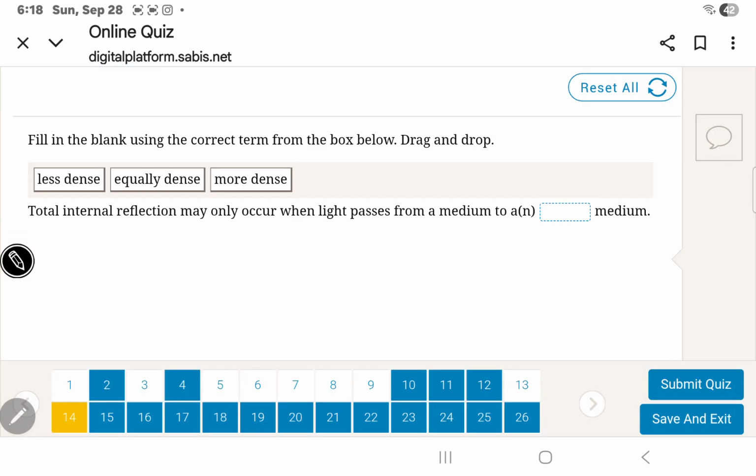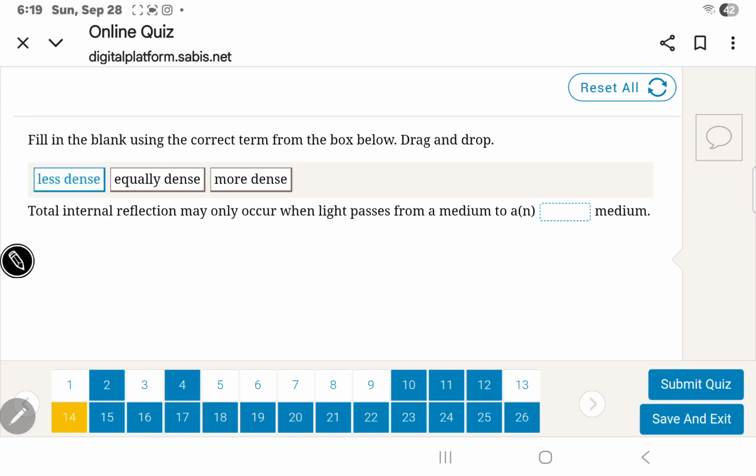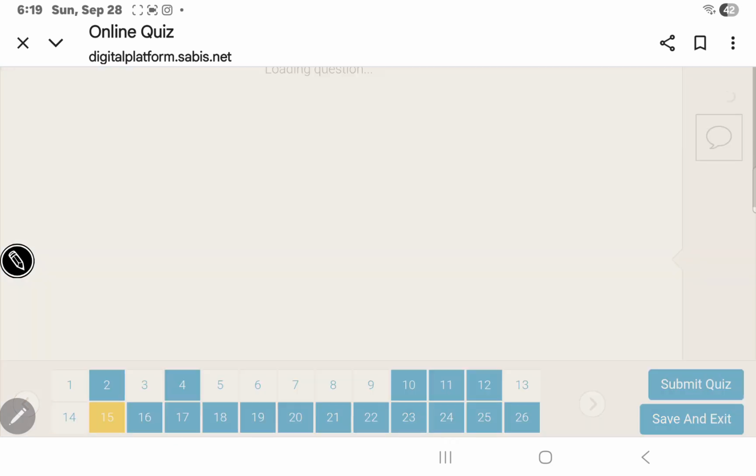Number 14. Fill in the blank using the correct term from the box below. Drag and drop. Total internal reflection may only occur when light passes from a more dense medium to a less dense medium. So for example, when it comes from water to air, here we can have total internal reflection like this. So it comes from more dense to less dense. So it must go to a less dense medium. So here, less dense.